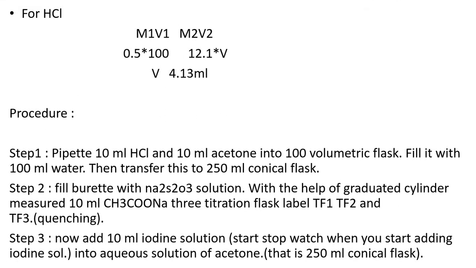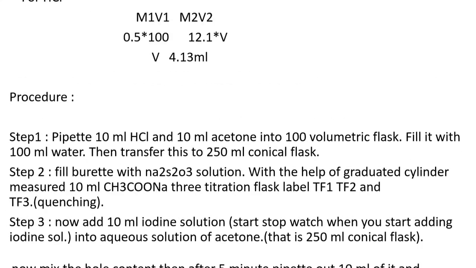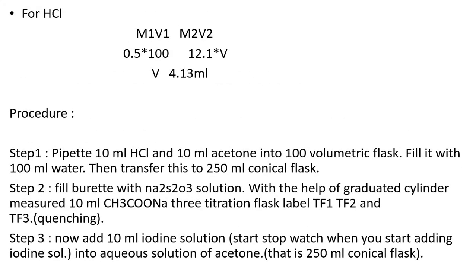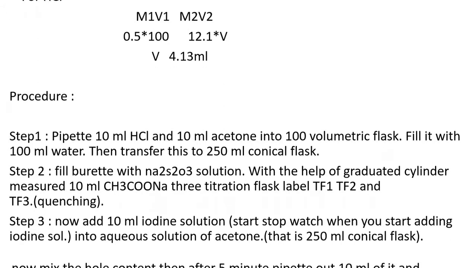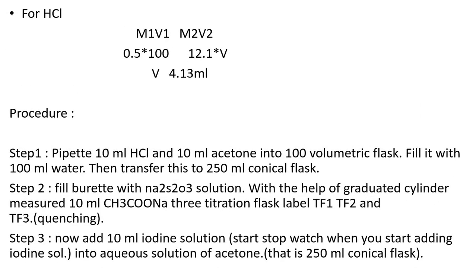Now if I talk about procedure, the first step will be to pipette out 10 ml HCl and 10 ml acetone into a 100 ml volumetric flask, fill it with 100 ml water, then transfer this to a 250 ml conical flask. Now step 2 will be to fill the burette with Na2S2O3 sodium thiosulfate solution, and with the help of a graduated cylinder we will measure 10 ml CH3COONa in 3 different titration flasks, label them as first, second and third. This process will be used for quenching.